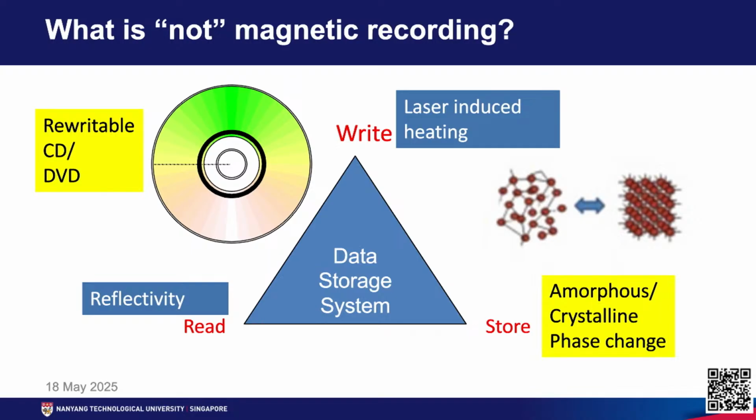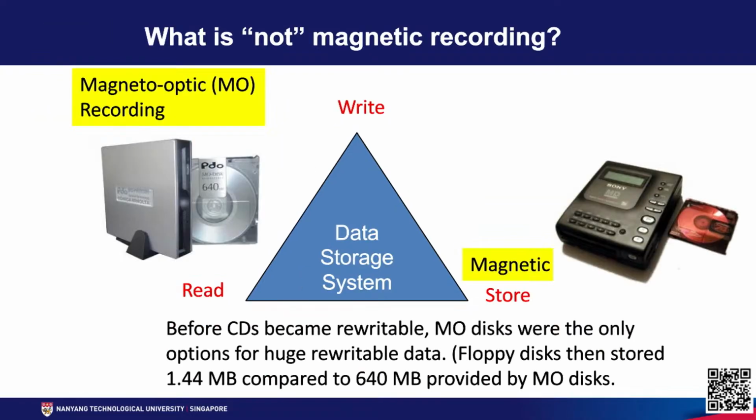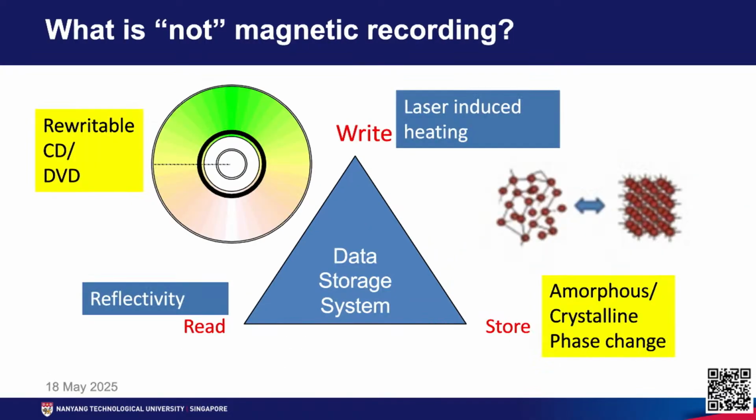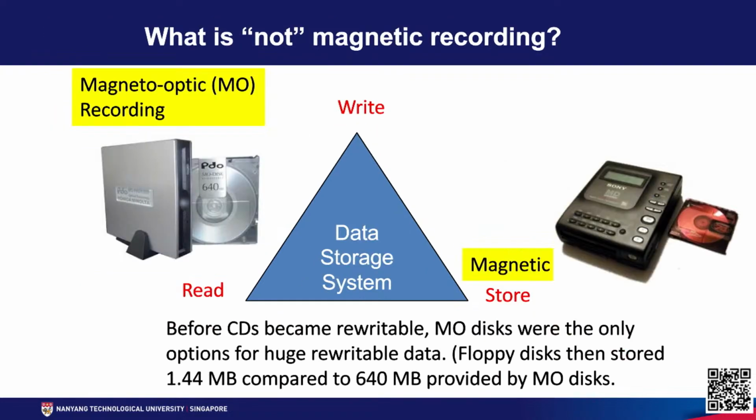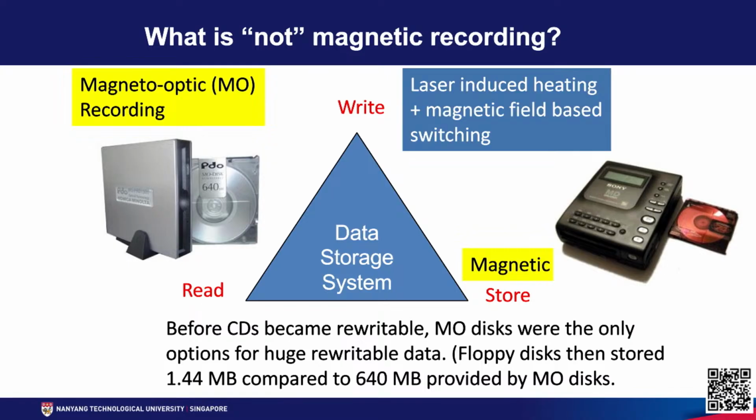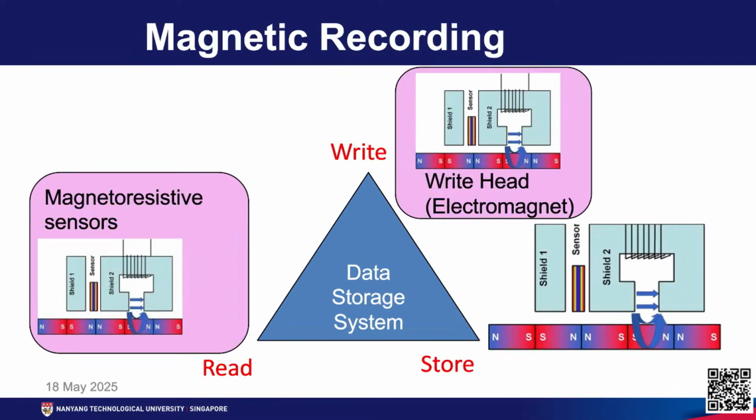We can use the reflectivity: one of them will reflect more light, another one will reflect less light, or you can look at the phase change and read information. Storing is based on these 2 states being equally stable. If you reach here it will be stable, if you reach here it will be stable. So you can store information. And somewhere in 1990s we also had magneto-optic recording, which is also not magnetic recording. If you take solid state drives, they are using semiconductor technology. We are using the presence or absence of electrons inside a potential well to define 1 and 0. So those are all not magnetic recording.